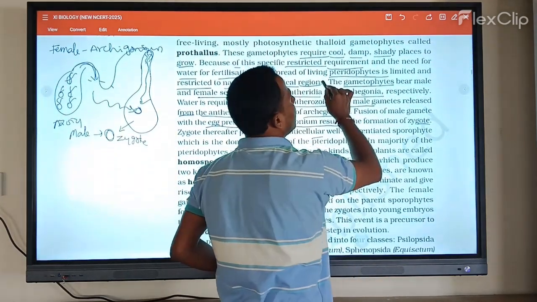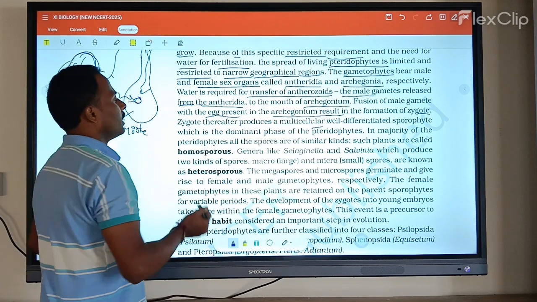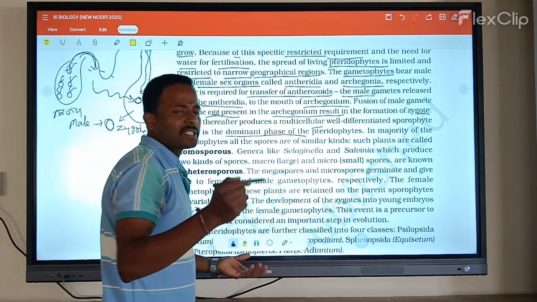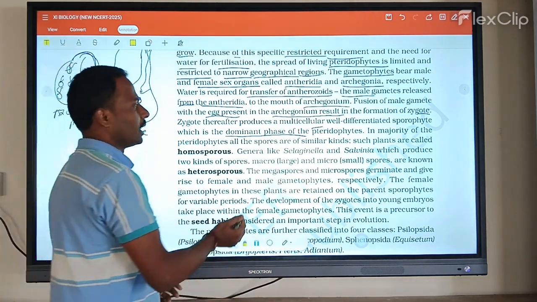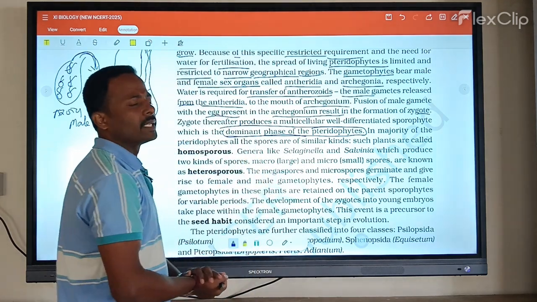After it completely develops, it forms a well differentiated sporophyte. That sporophyte is called what? That is the dominant phase of the pteridophyta. So that is the dominant phase of these pteridophytes.